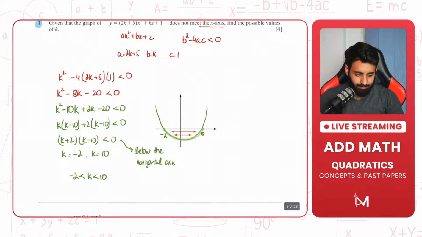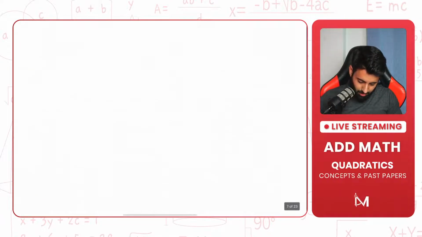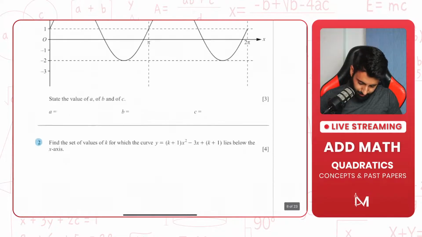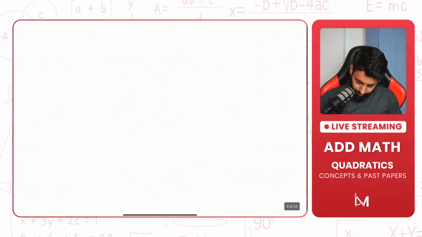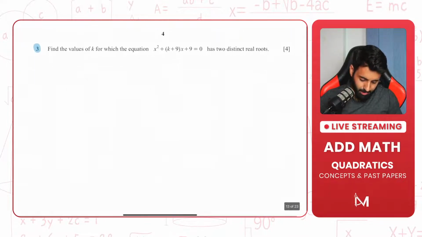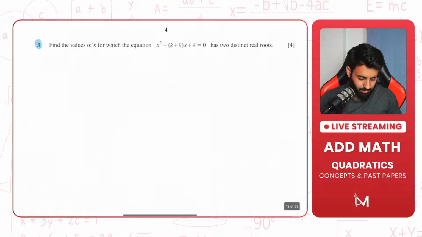Okay. Let's do another question. Yep, that is correct. k is greater than minus 2 and less than 10. So I'll give you guys a question to solve this time. Okay, so I'd like you guys to try and solve this question. And when you have the answer, do share it with me.